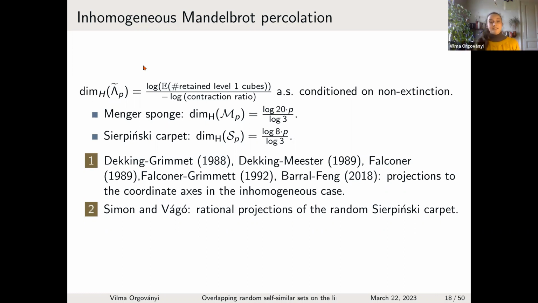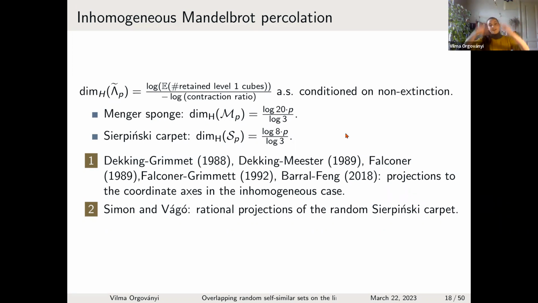For example, in the case of the random Menger sponge, the almost sure Hausdorff dimension is the logarithm of 20p over the logarithm of 3. And in the case of the random Sierpinski carpet, this is the logarithm of 8p over the logarithm of 3.